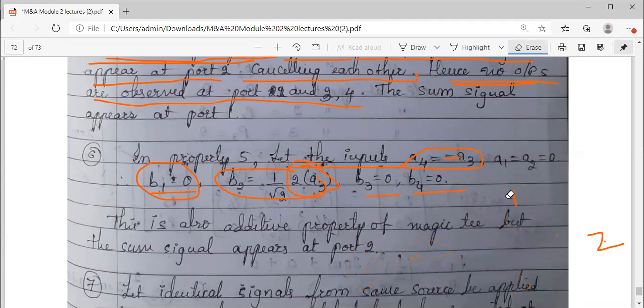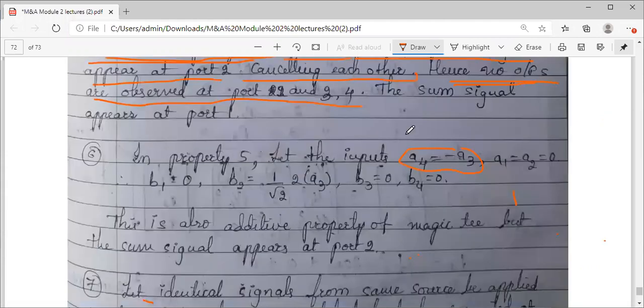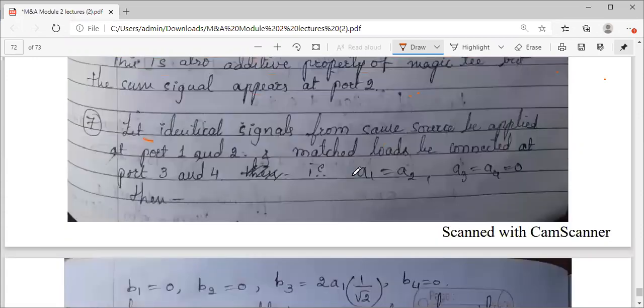And in both fifth and sixth property, it is very important you are applying either identical signals in phase, same signs, A3 equals A4, and in property 6 you are applying A3 equals minus A4. So that one is the opposite of the other, the identical but out of phase. The last two properties, again here I have taken A3 and A4 application. Okay, A1, A2, 0. Now I'll reverse it. I will apply A1, A2, and I will make A3 and A4 0. Next two properties are like that. Identical signals I'm applying at A1, A2, and the remaining two I'm making 0.